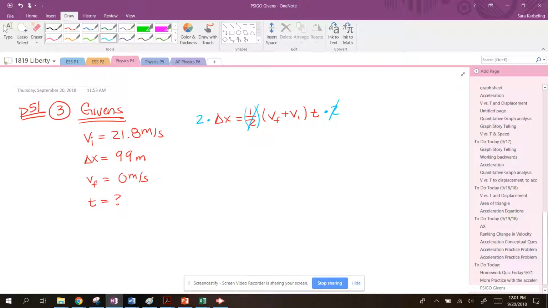So now I have, and again, you don't have to write this out every time like this, but I just want you to see how it works. So I got rid of the 1/2. And now I'm going to divide by all that other mess that's there. We do have to remember some algebra skills in order to do this, don't we?